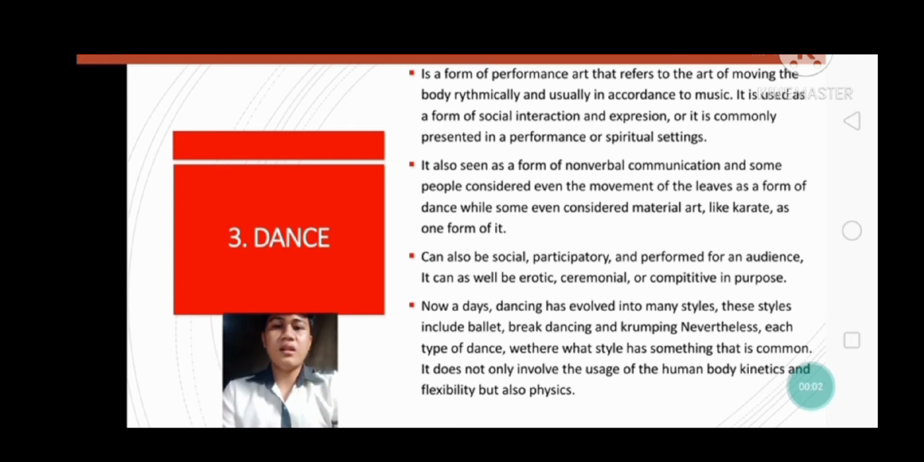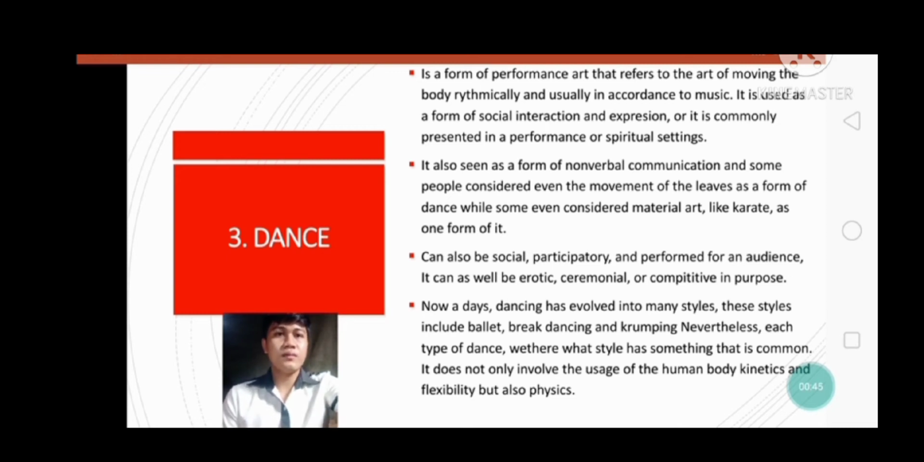So dance is an art of moving the body rhythmically in accordance with music. So you're moving your body in accordance with music. It is social interaction and expression because when you dance, you're showing that you're happy or showing love, or even for a spiritual purpose. It's also nonverbal communication because sometimes when you watch someone dancing, you can understand what the dance is or what the purpose of that dance is. So it's one of the nonverbal communications.